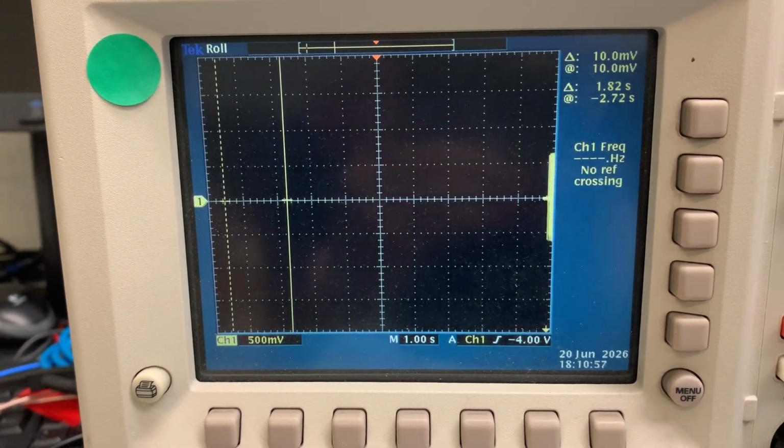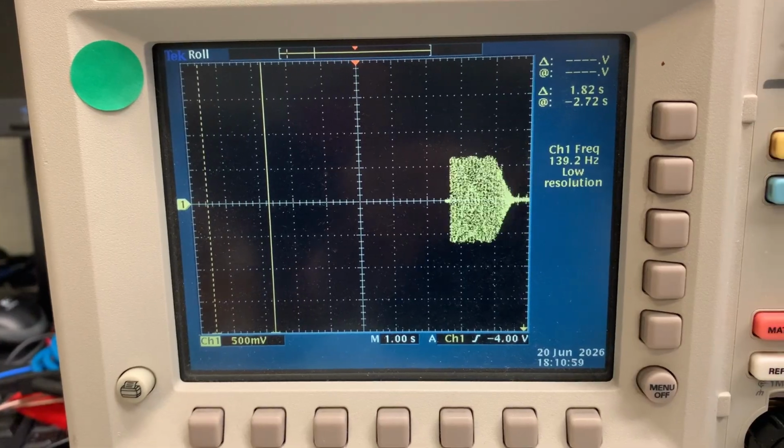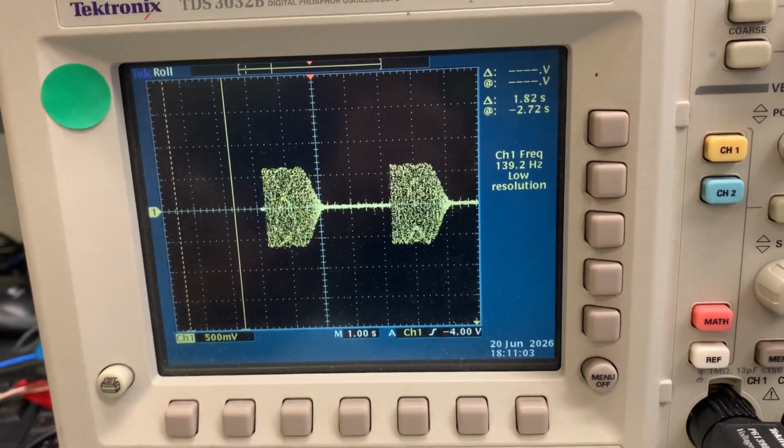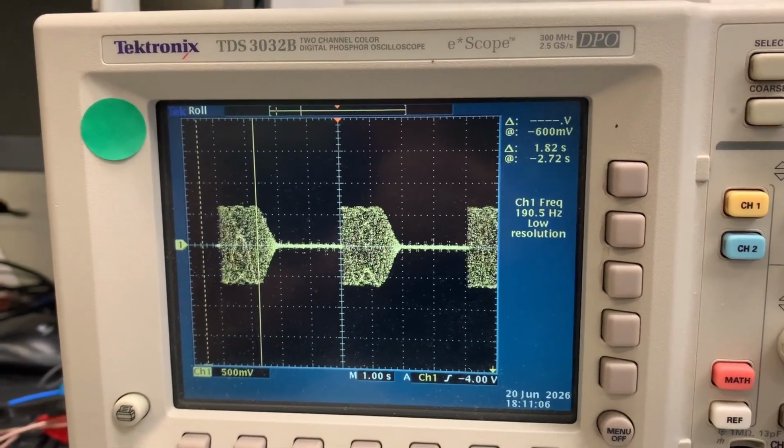So these are our measurements in the time domain. This is how it looks, and then I will move to the spectrum analyzer and share with you the measurements I took there.